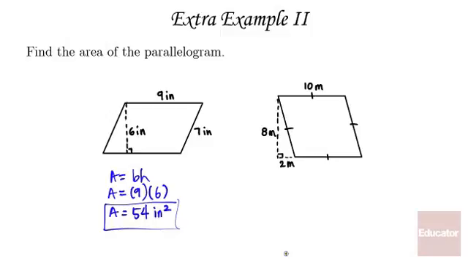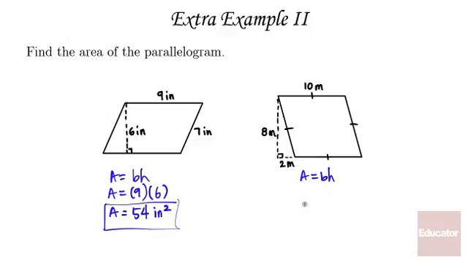The next one, same thing. This is a parallelogram with 4 congruent sides. So we know that this is a rhombus. The area is base times height.